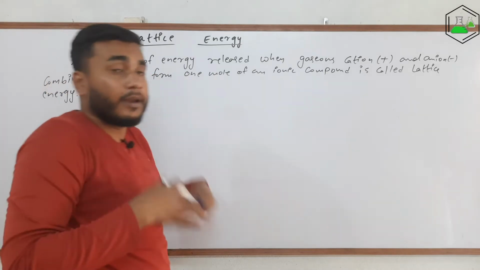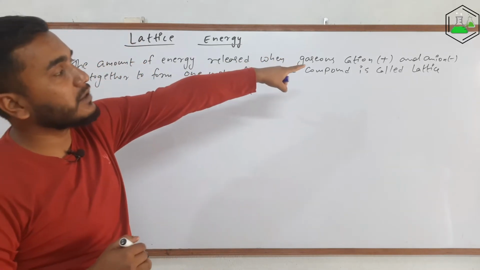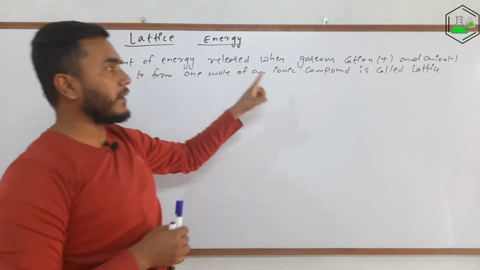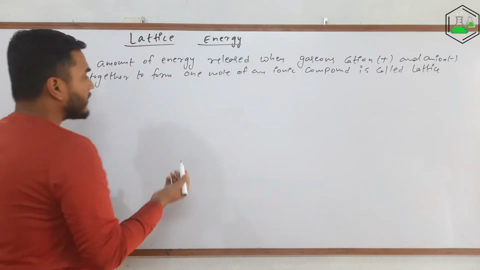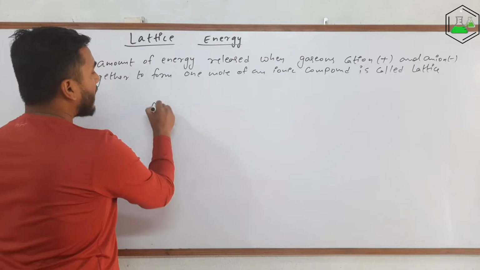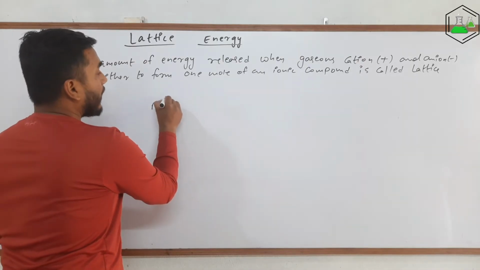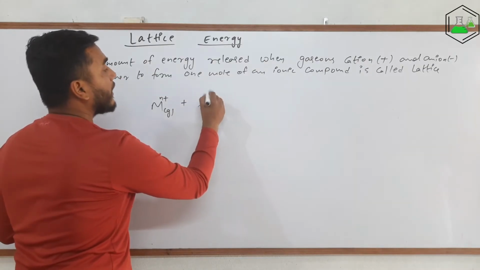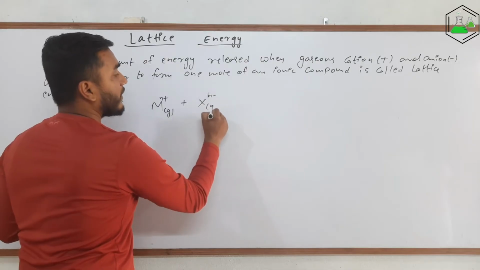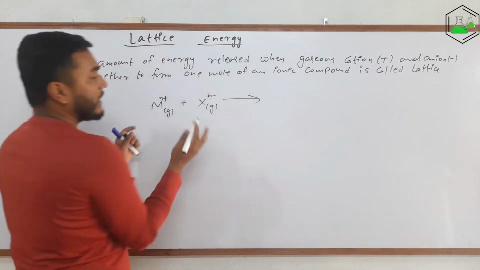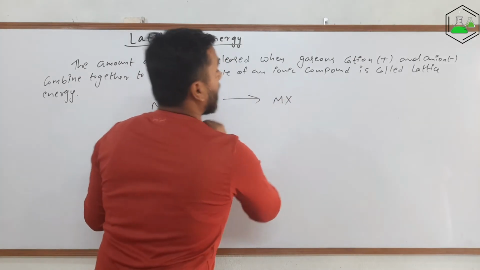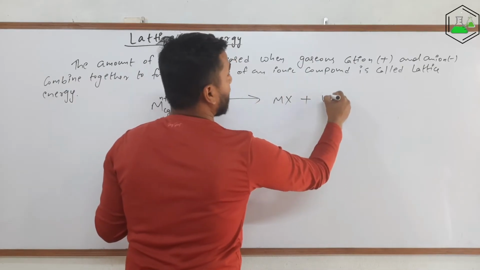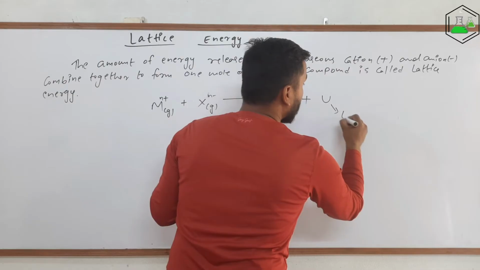The amount of energy released when gaseous cation, that is positively charged ion, and anion, that is negatively charged ion, combine together to form 1 mole of an ionic compound is called lattice energy. Let us take an example for this. Suppose we have M, that is metal cation, in gaseous state, and non-metal anion in gaseous state as well, and when they combine to give the ionic compound, then some energy is released. That energy is called the lattice energy, that is denoted by U. U is the lattice energy.